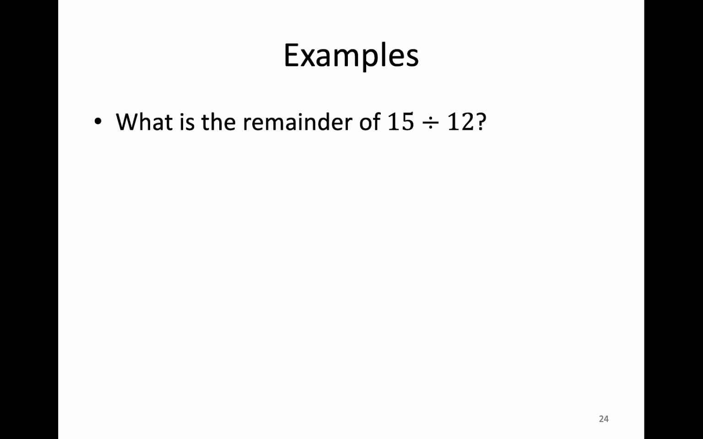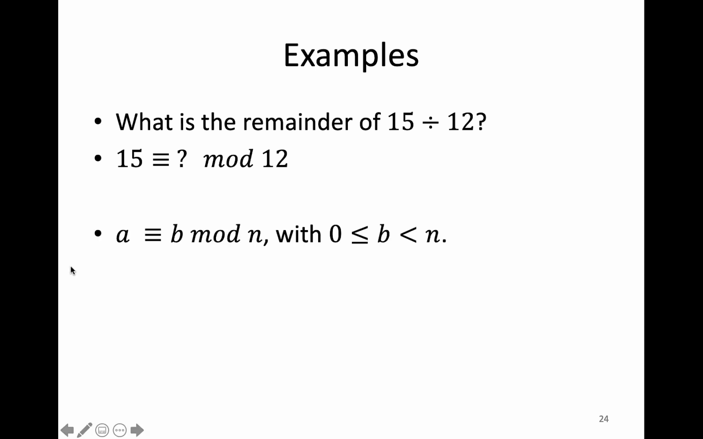So what's the remainder of 15 divided by 12? We know that is 3. So we say 15 is congruent to 3 mod 12. And you can also think that 15 minus 3 is 12, so 12 is 1 times 12. We want b to be the remainder, and hence this b is greater than or equal to 0 and always less than n. Here you will have some exercise on modular arithmetic.